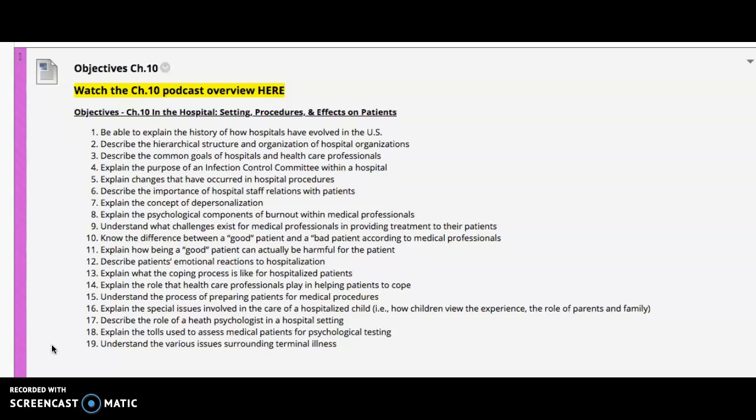We'll look at depersonalization, which is just something that can happen to patients when they spend time in a hospital, being treated more like an illness or an injury rather than a real person. And then going along with that would be the psychological components of burnout for the medical care professionals.